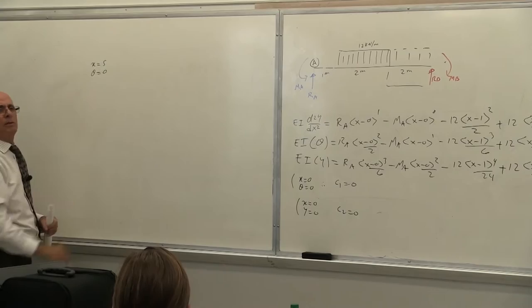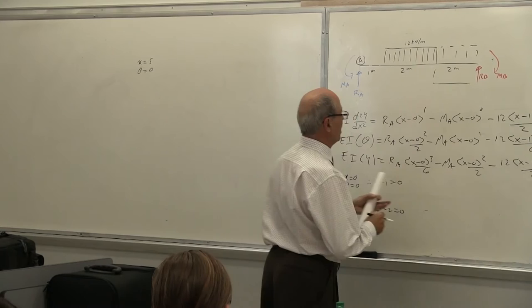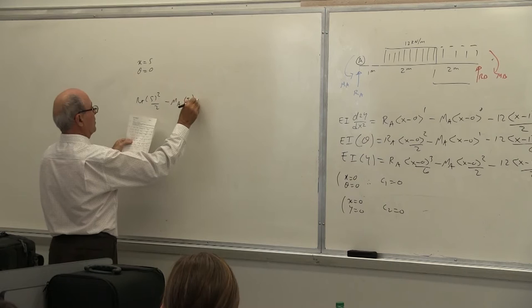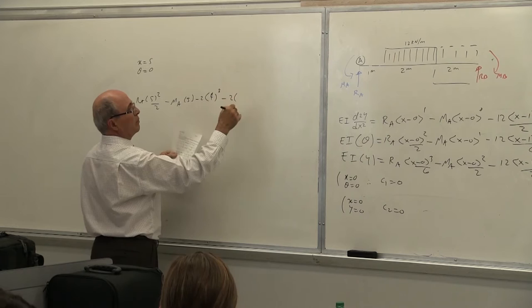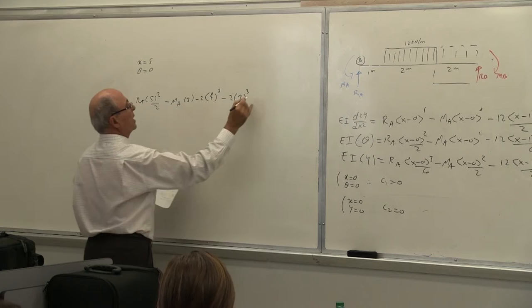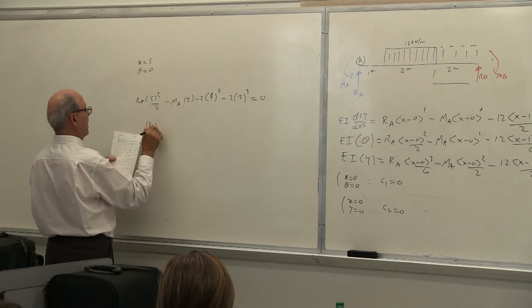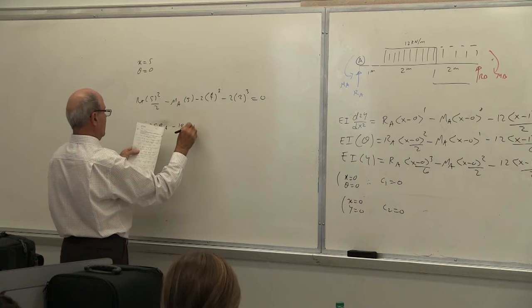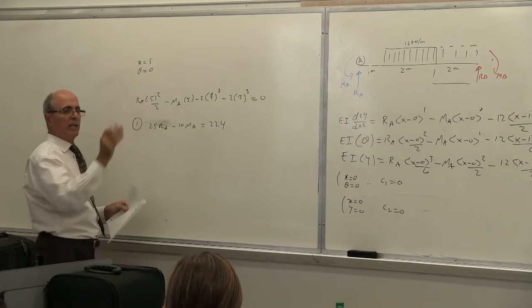Which gives me the following equation. You go there and put x equal to 5, so you get this equation. Ra times 5 to the power of 2 over 2, minus Ma times 5, minus 2 times (5 minus 1) becomes 4 to the power of 3, minus 2 times (5 minus 3) becomes 2 to the power of 3, and you simplify that, equal to 0. Or you get, the way I have it here, you had a different way, 12 and a half Ra, or 25 Ra if you wish, minus 10 Ma equal to 224. So that's equation one, or any version of that is correct.